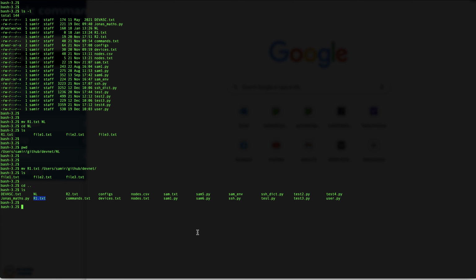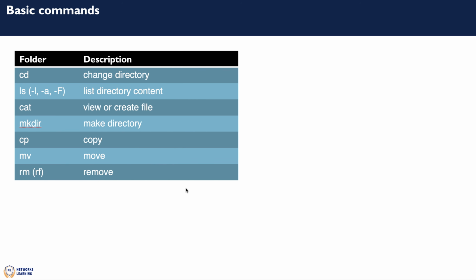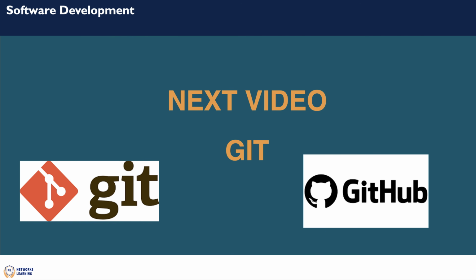Now let's drill down again to the NL folder to try one of the last commands. So say for example, I want to get rid of this file 3. That would be remove file 3. So once again, these are the commands that you will be using most of the time. And this brings us to the end of this session.